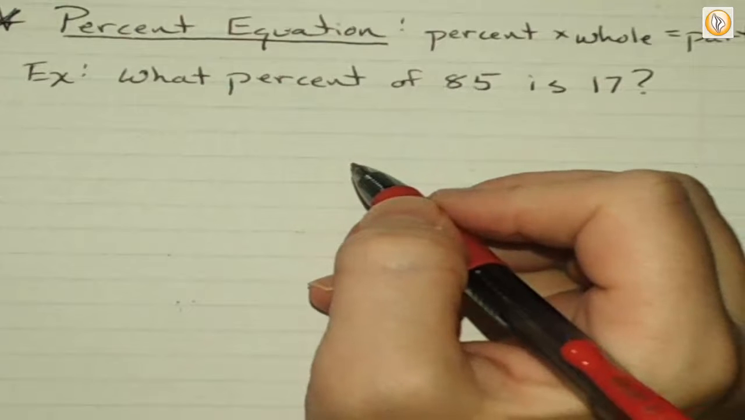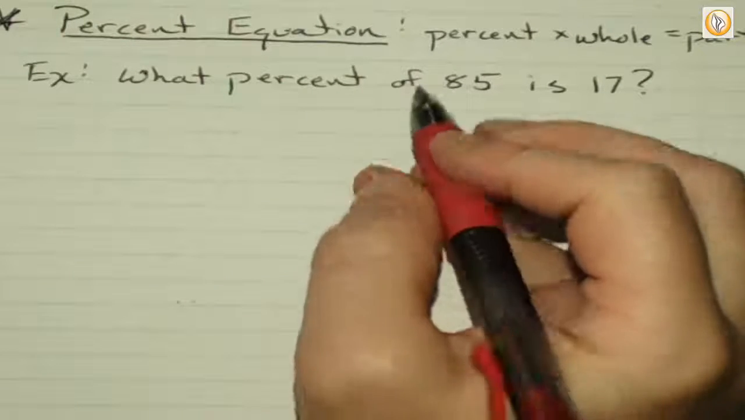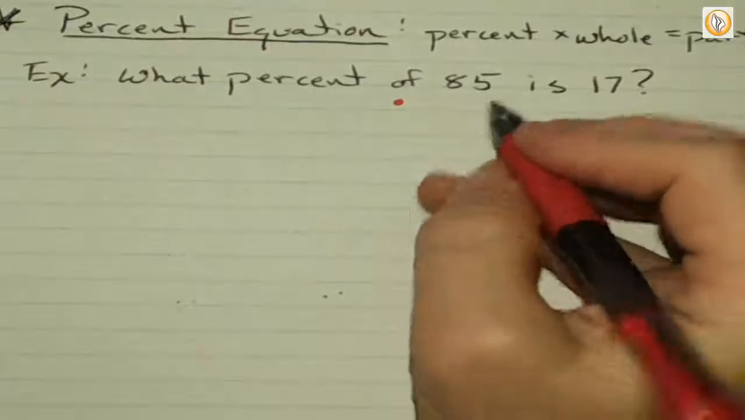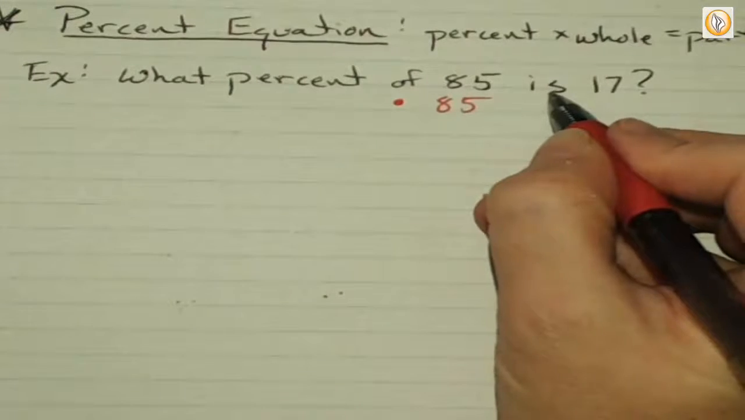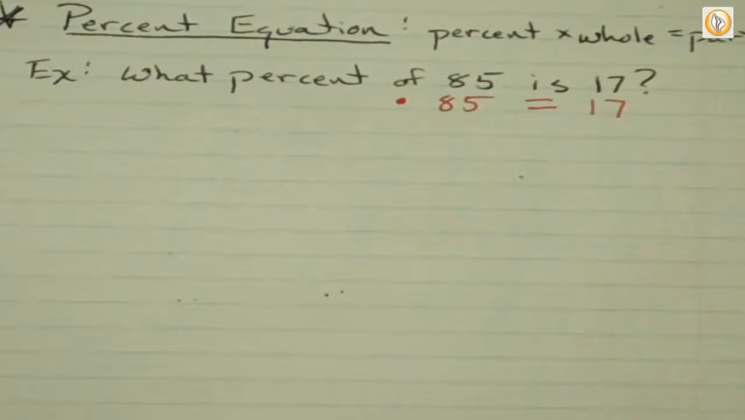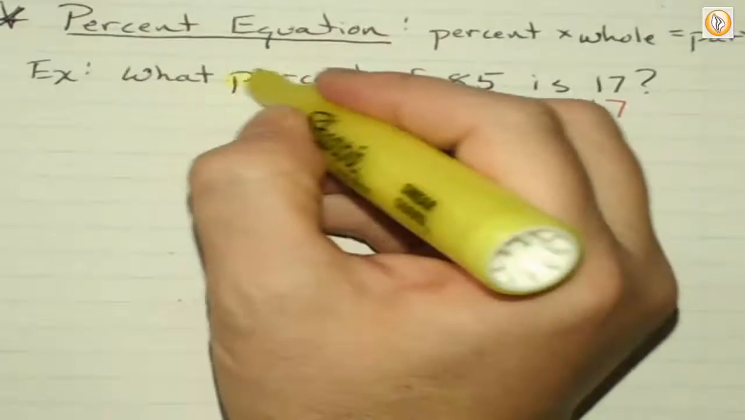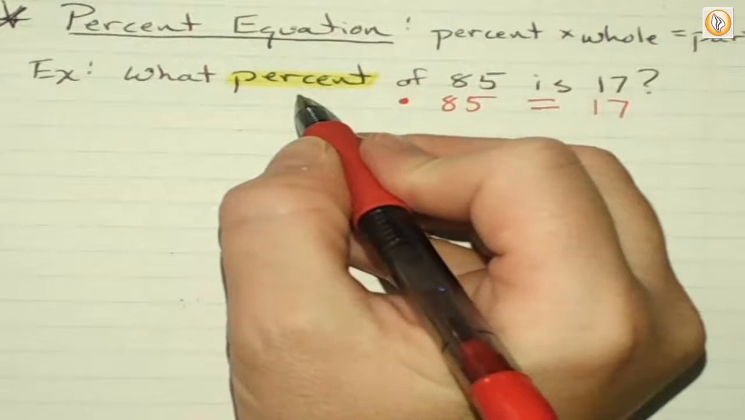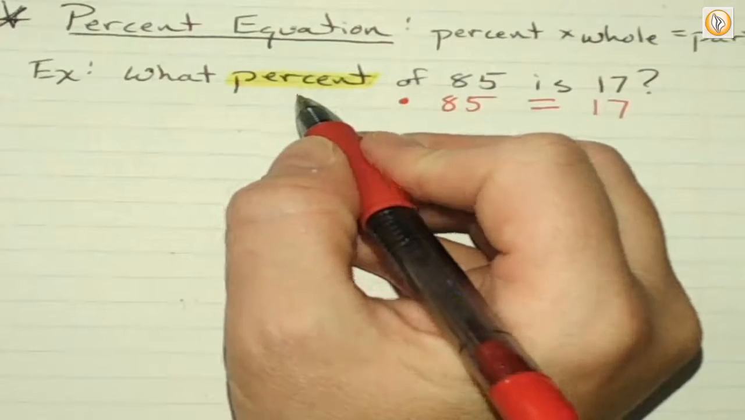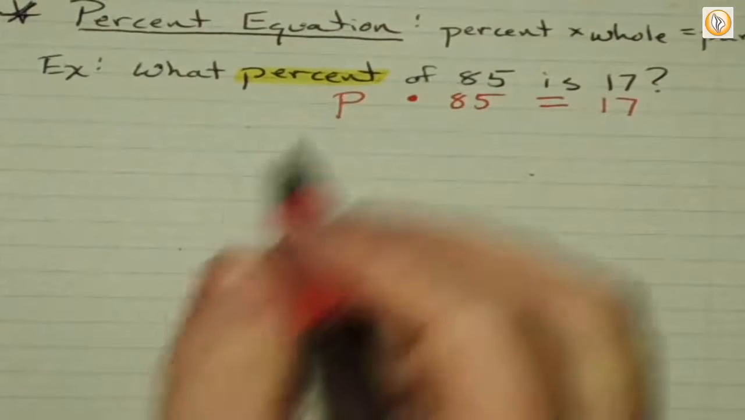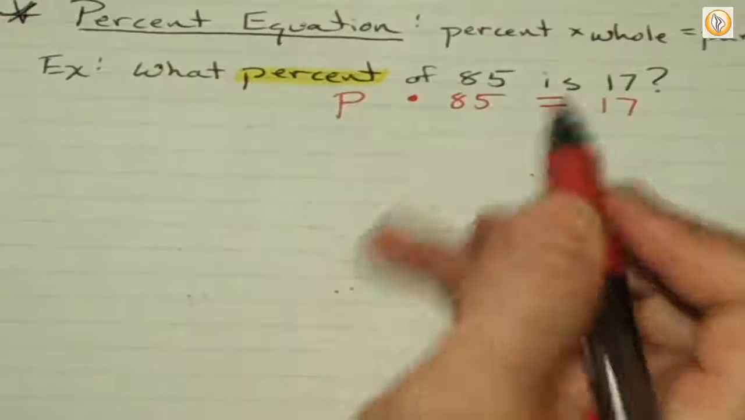Y'all have this down? What is of? Equals. Oh. Multiplication. 85. What is? Equals. And then 17. They're asking what percent? So what can we call that? What? P. I would most definitely call it P. And I'll tell you why in a minute. It says what percent of 85 is 17?